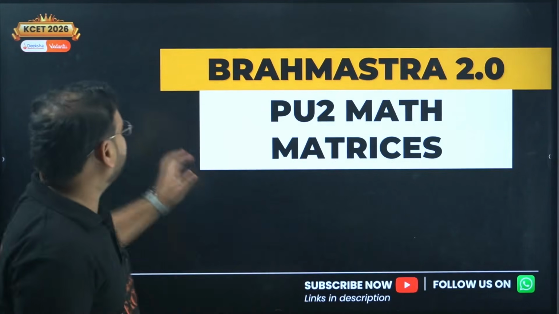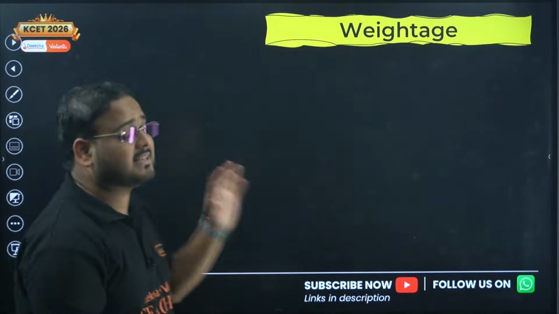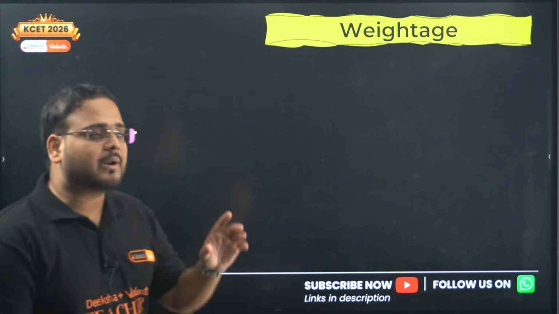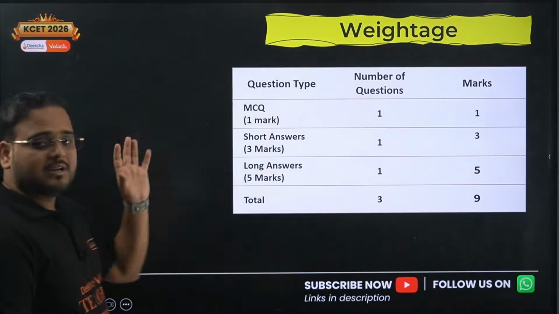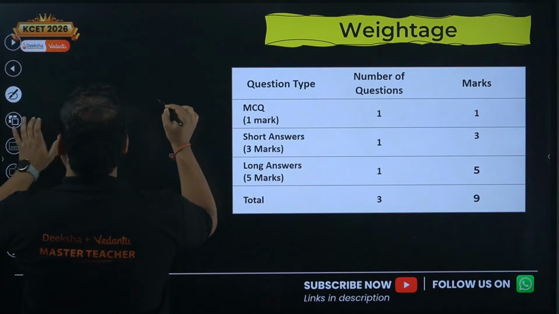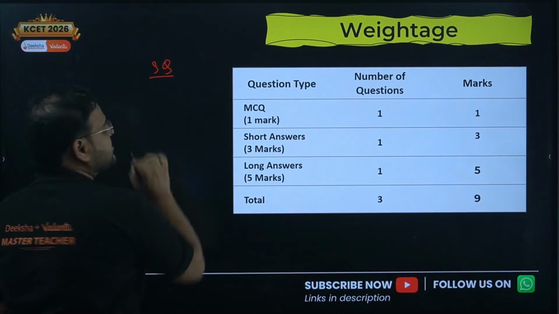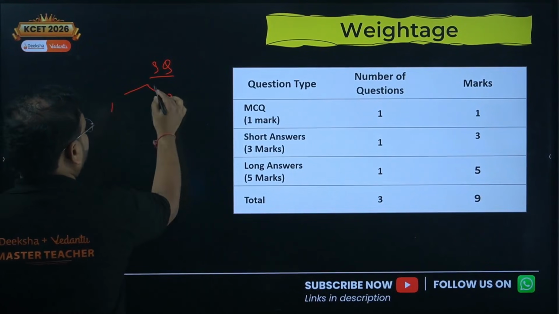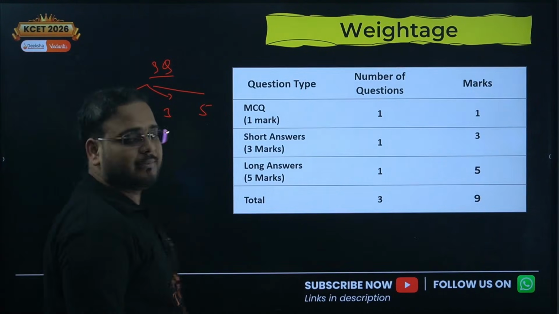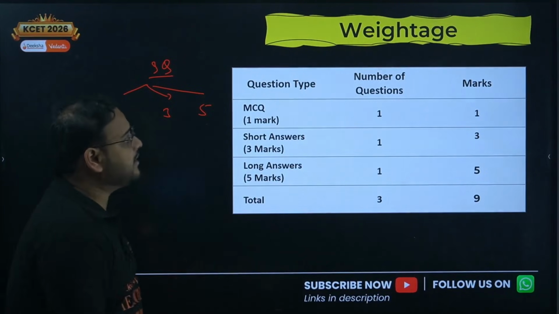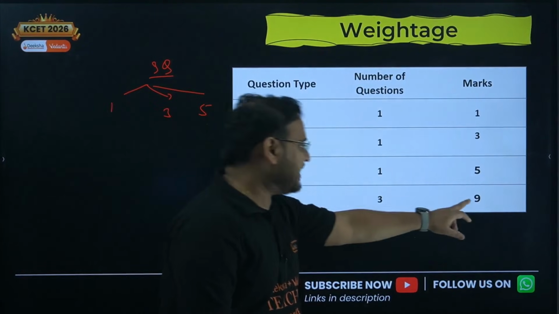Right over here, first thing, as I said, we'll see the weightage and the blueprint. How does it work out for the chapter Matrices? We have a total of 3 questions, of the categories 1 mark, 3 mark and 5 mark. So there'll be 1 question from the 1 marker, 1 question from the 3 marker and 1 question from the 5 marker category. If you club them together, it becomes a total of 9 marks.